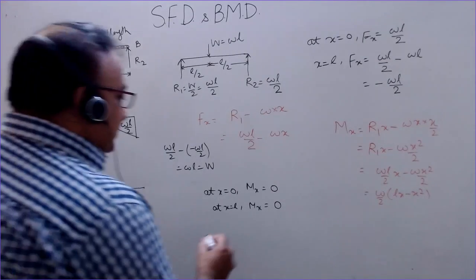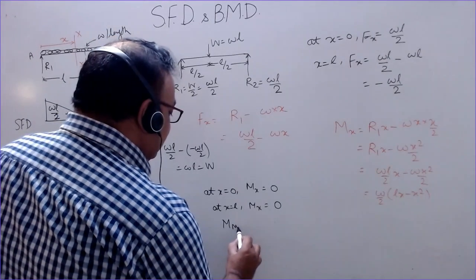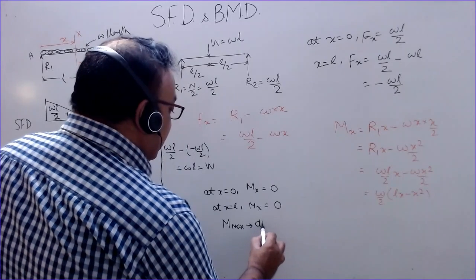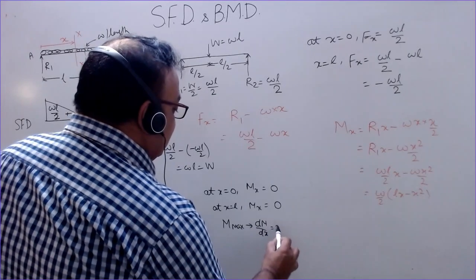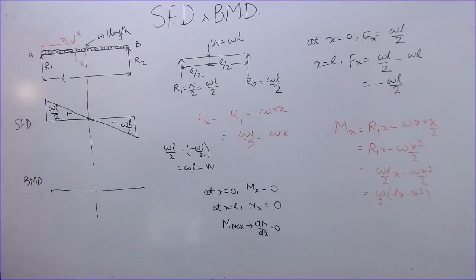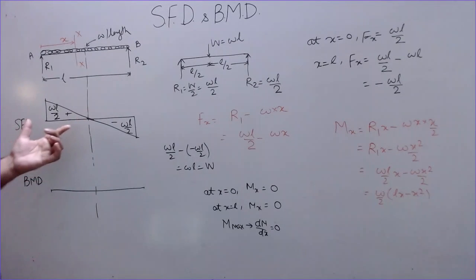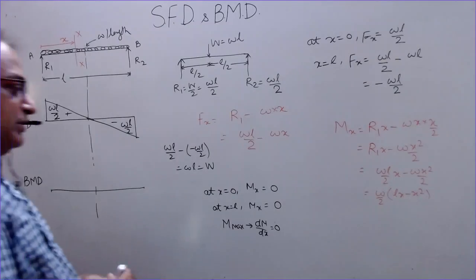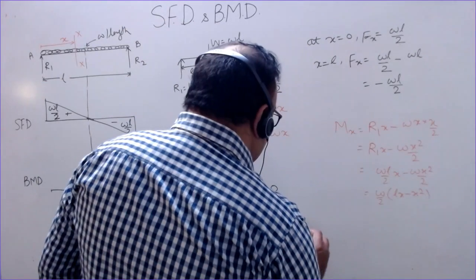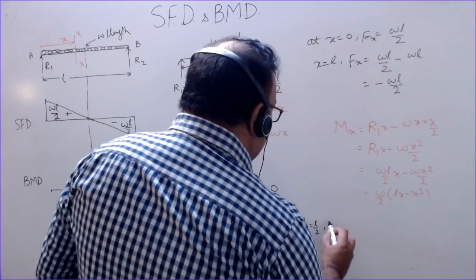And what is the maximum bending moment? For M maximum, dM by dx is equal to 0. In other words, as per our previous discussion, we know that F is equal to dM by dx. Shear force was equal to rate of change of bending moment. So when F is 0, dM by dx is 0. So where is the shear force 0? At this point, center. So x equal to L by 2, and if you differentiate this, you will also find that at x equal to L by 2, dM by dx is 0.